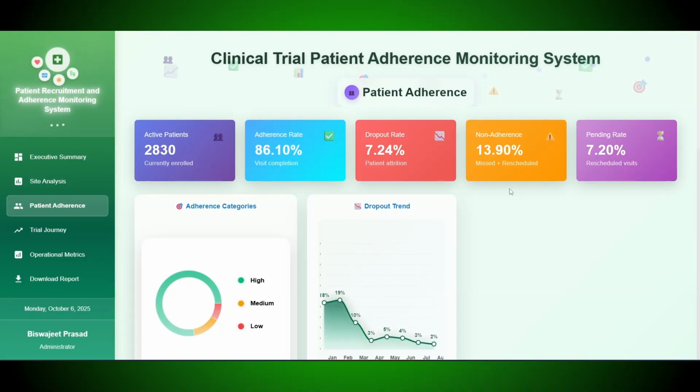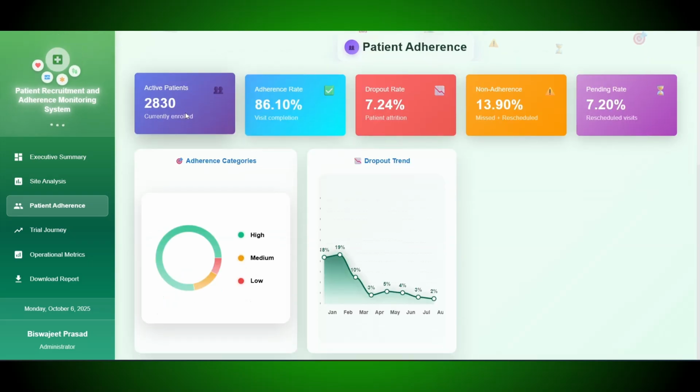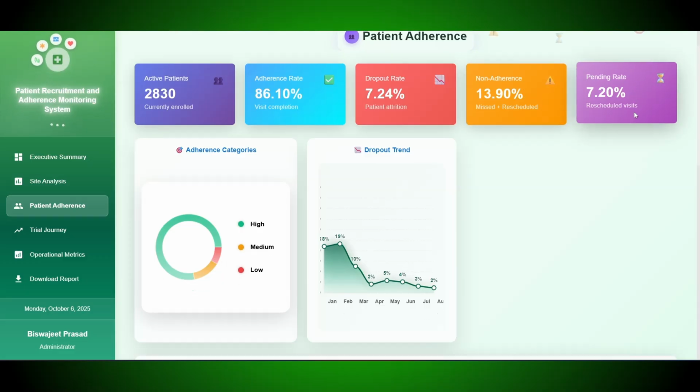Here I have combined all three factors with equal weightage to calculate the overall adherence rate, which is then categorized into high, medium, and low groups. So at the top of our page, we have KPIs like active patients, which is 2,830. The adherence rate is 86.1%, and the dropout rate is 7.24%, which is patient attrition, and the non-adherence rate is 13.90%, and the pending rate is 7.20%.